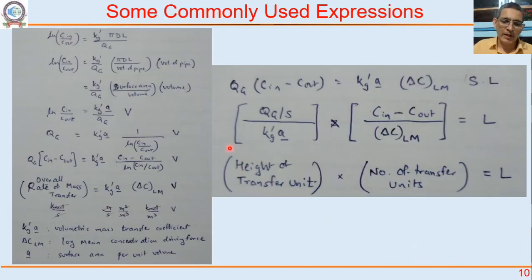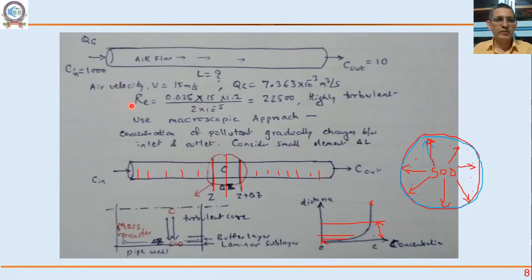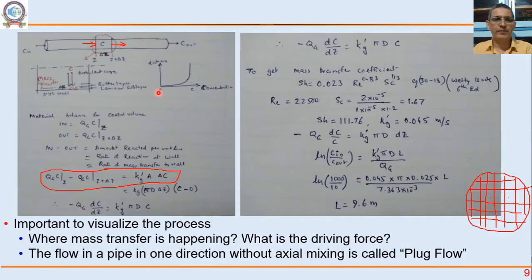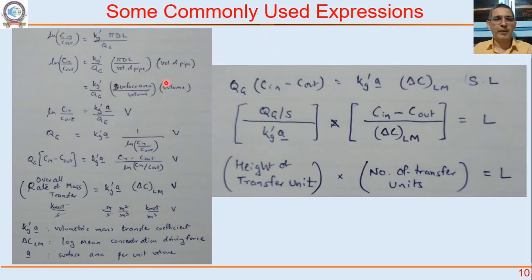Sometimes we use these kinds of expressions, but we put them slightly differently. It will help you in the next problem. So ln of C in by C out is kg prime pi d L by Qg. So pi d L is the surface area of the pipe, right? I can divide by the volume of the pipe and multiply by the volume of the pipe. Let's say V is the volume of the pipe, not velocity now. Velocity we are denoting as Vg, if you like. This should be Vg. Okay, volume of the pipe.